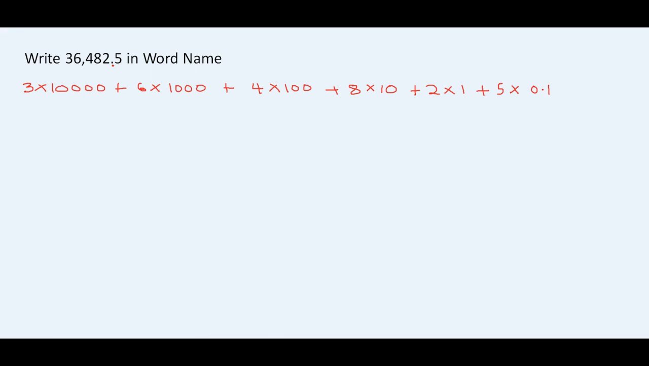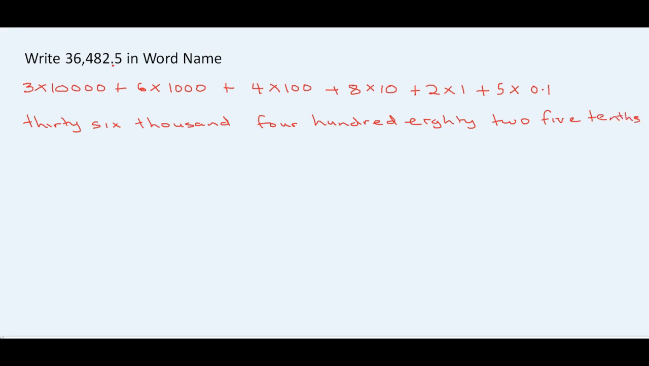So this is going to give us 30,000 here and then 6,000. So we have 36,000, and then we have 482, and then we have 5/10. So that's what this is.